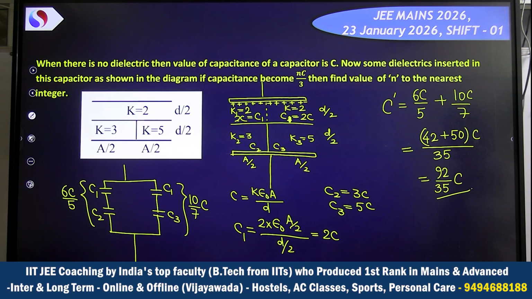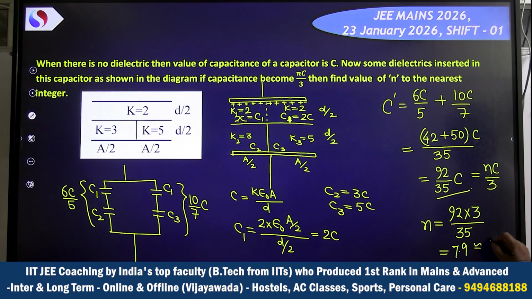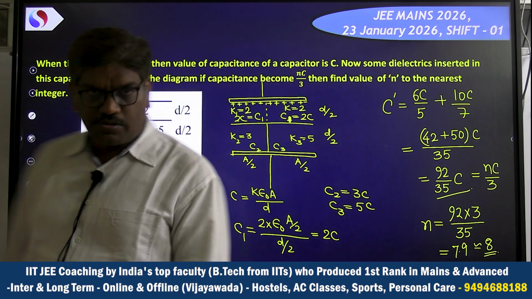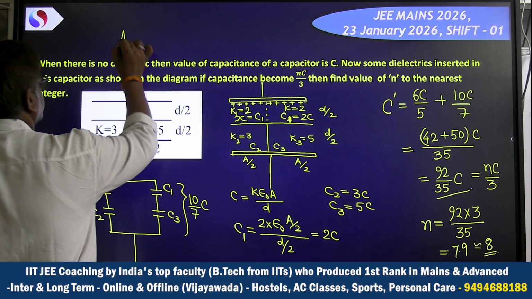Okay, now it is integer type. So what they are saying? If the capacitance becomes NC by 3, if this value will be equal to NC by 3, what is the value of N? So C cancels. So what is the value of N? It is 92 into 3 divided by 35. Calculate this value. It is coming something around 7.9. Yes, 7.9, which is approximately, nearest integer is 8. So the correct answer for this question is 8.